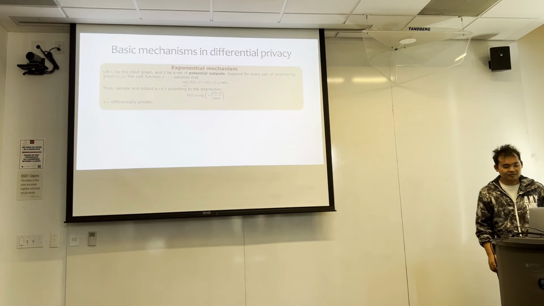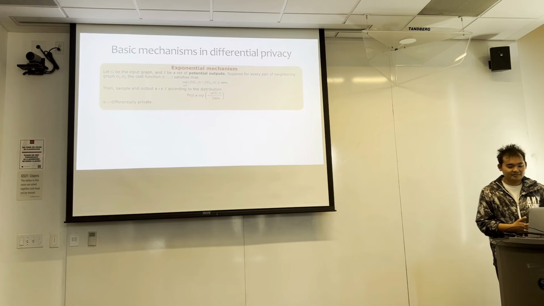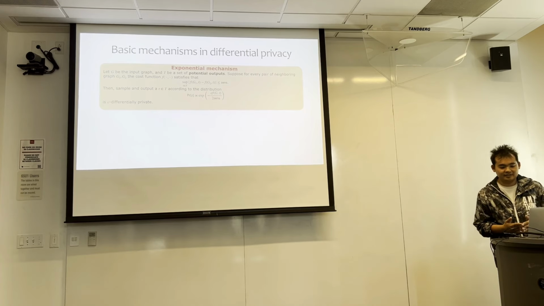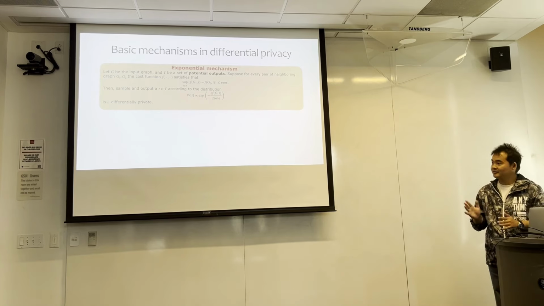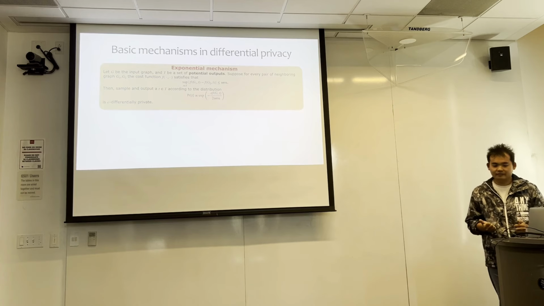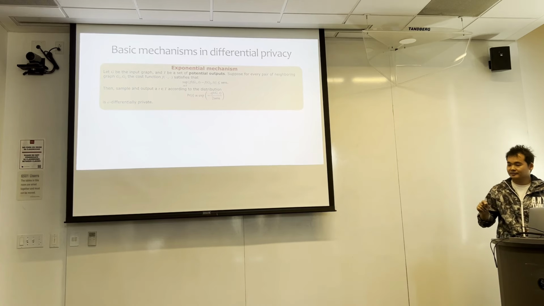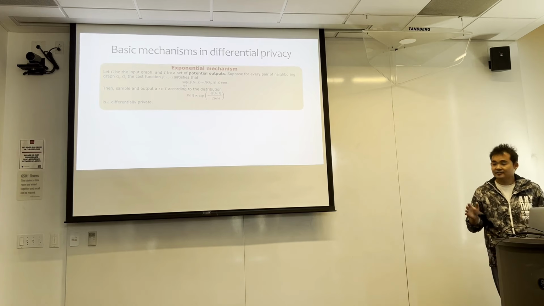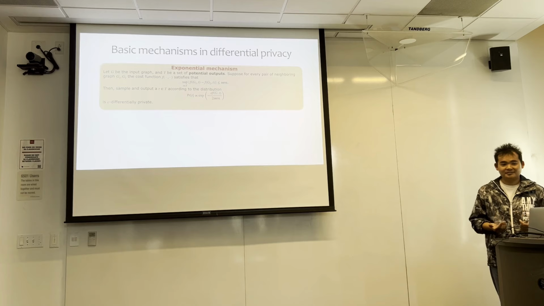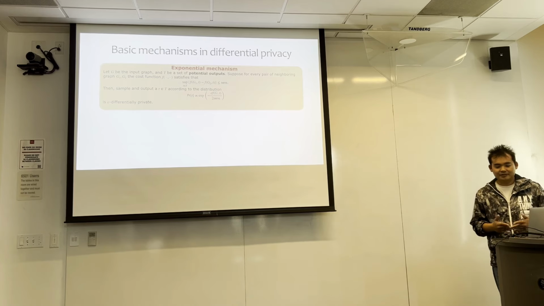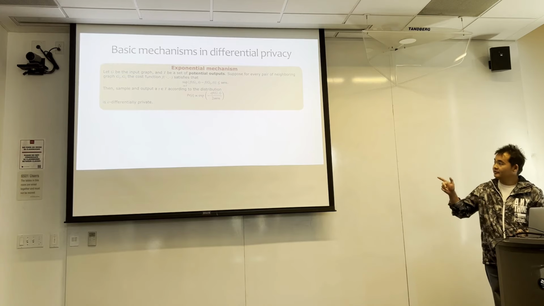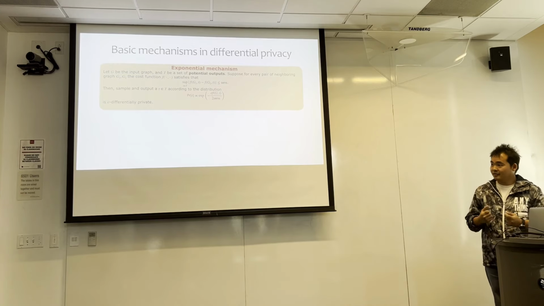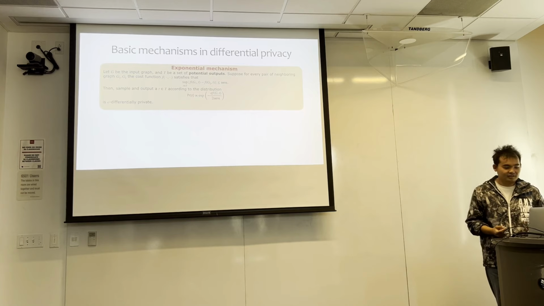Okay, so before proceeding to the next step, I'd like to introduce some basic mechanisms that can be used to achieve differential privacy. The first one is the exponential mechanism. This is a well-known mechanism in differential privacy for outputting discrete candidates. Suppose you want to output something given a graph, for example, you want to output the min cut, but you cannot directly output the min cut because it's not private. So we define a cost function f to describe how close it is to the min cut.